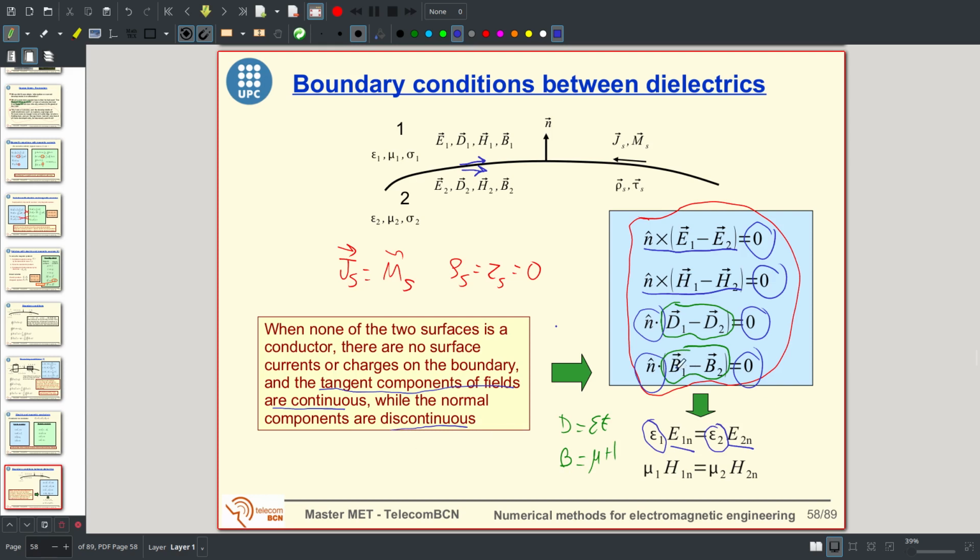And the normal component of the magnetic field B is continuous, but the normal component of the auxiliary field H, that for us engineers we usually call H a magnetic field, is discontinuous, because mu 1 is different than mu 2. So in the case of dielectrics, and considering that the fields are E and H, we have continuity of the tangent components of the fields, and discontinuity of the normal components of fields E and H.